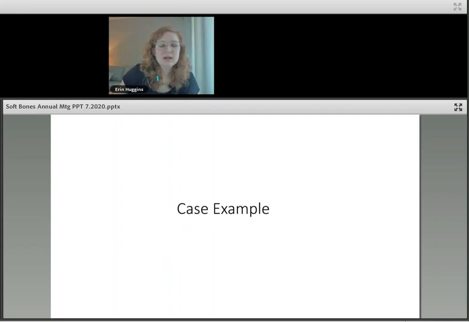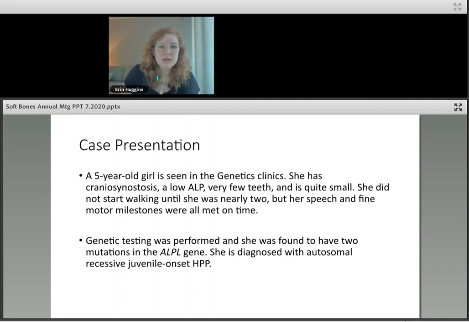All right, so the last thing I want to refer to is a case example of a time in which we can see dominant and recessive mutations in the same family. This is a 5-year-old girl who is seen in the genetics clinic. She's got craniosynostosis, or that abnormal fusion of the skull, and a low ALP. She's missing a lot of teeth, and she's very small. She didn't start walking until she was 2, so she's got some delayed motor milestones, but her speech and fine motor milestones were all met on time.